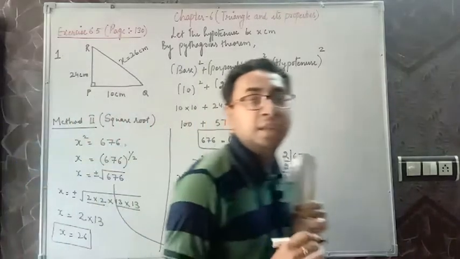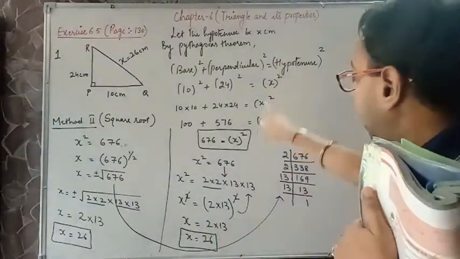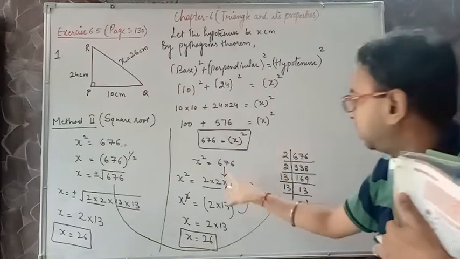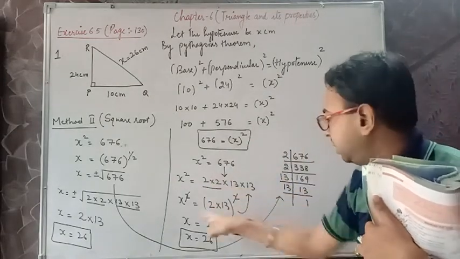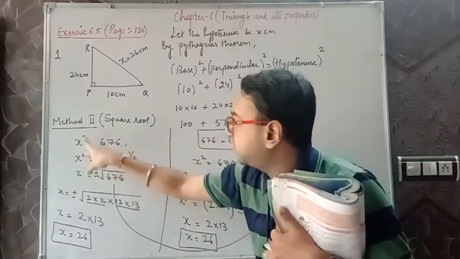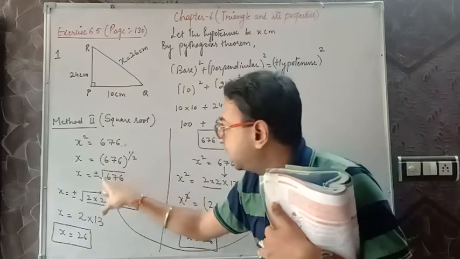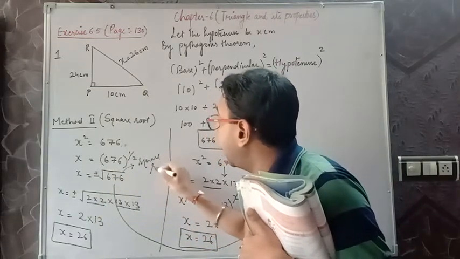Are we clear? Once again I'm repeating, this is very important: you can do it with this method. You do prime factorization, take 2 and 13 out, and then the square cancels out. One method: x square is equal to 676. If the power goes to the other side, it becomes half, which we denote like this. This is called square root. This is the symbol for square root.